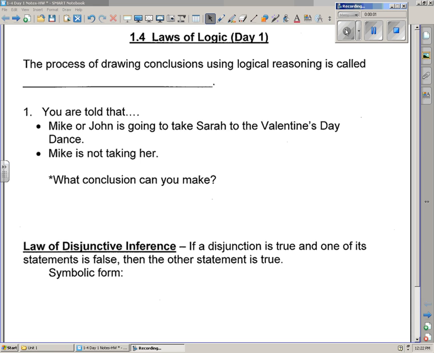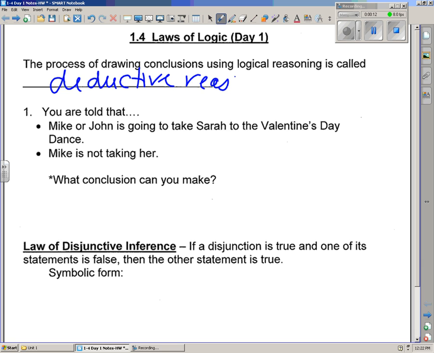Today we're going to do the law of logic, the first day of it. The process of drawing conclusions using logical reasoning is called deductive reasoning. So you're told that Mike or John is going to take Sarah to the Valentine's Day dance, but you're also told that Mike is not taking her. So what conclusion could you make?